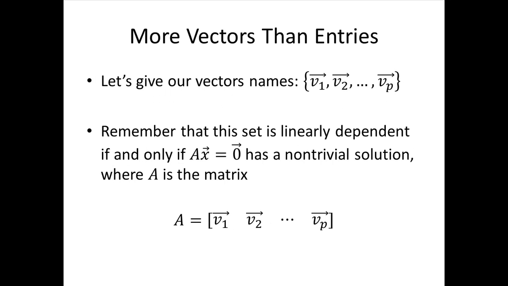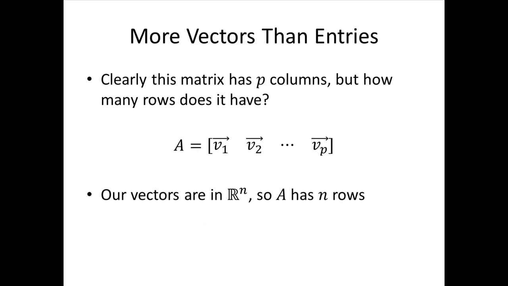So let's give these vectors names. We know that there are p of them, so we'll call them v1, v2, all the way up to vp, as we typically do. So remember the definition of linear dependence. This set is linearly dependent if and only if Ax equals 0, that matrix equation, has a non-trivial solution, where A is the matrix whose columns are the v's that we just named. Well, clearly that matrix has p columns, 1 for each vector. But how many rows does it have? Well, remember that these vectors live in Rn. So these vectors have n entries, and that means that our matrix has n rows.